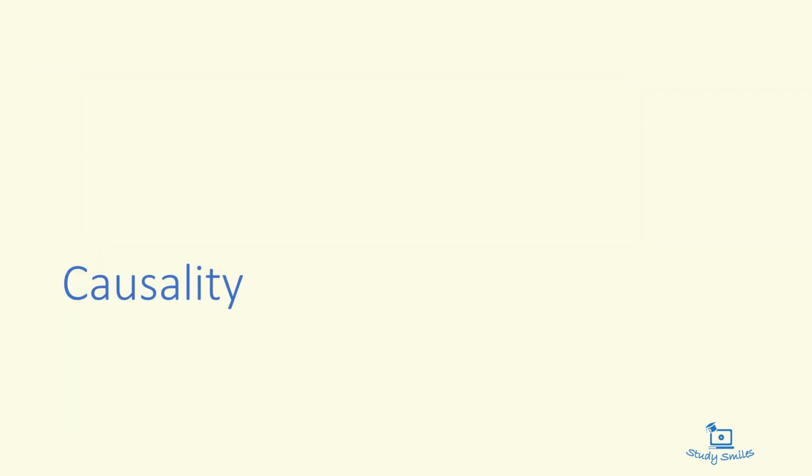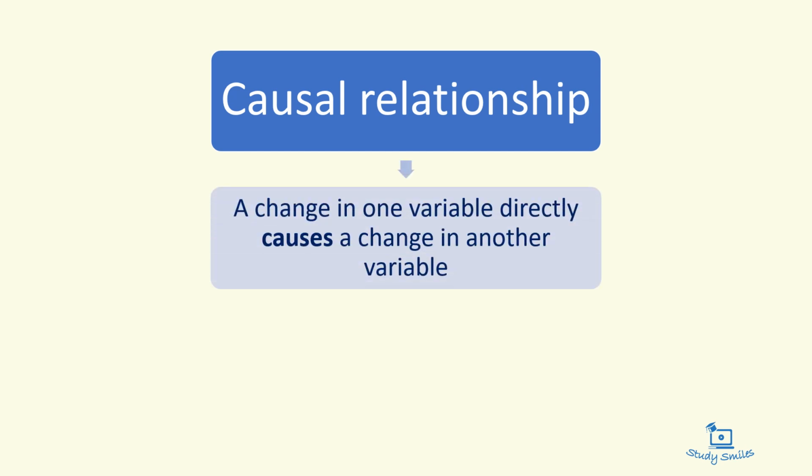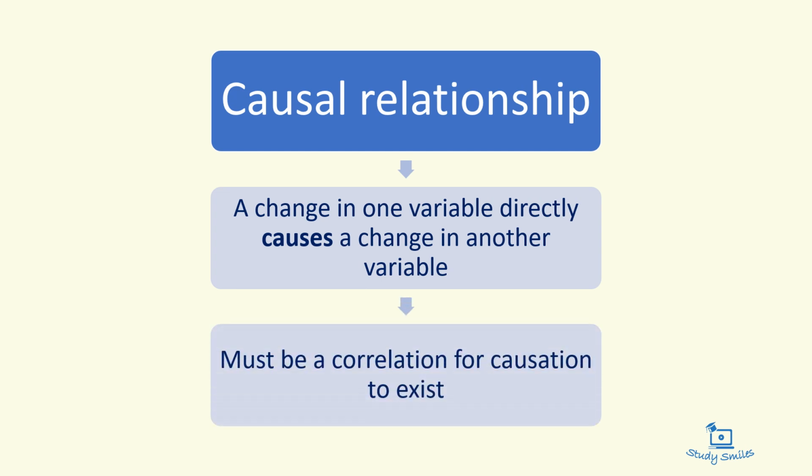Within the lesson so far, we have talked about variables being related or correlated to each other. However, this doesn't mean that there is causality. Let's consider this in a little more detail. A causal relationship is where a change in one variable directly causes a change in another variable. Now, for causation to exist, there must be a correlation. However, we need to be careful because not all correlations are causal.